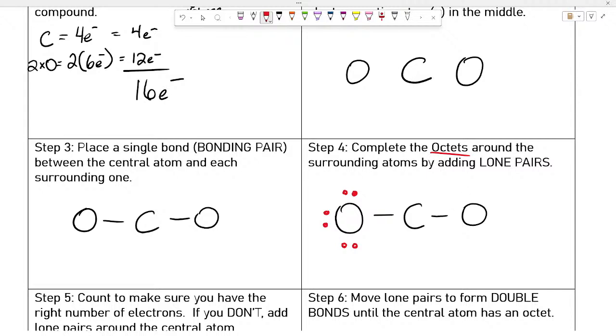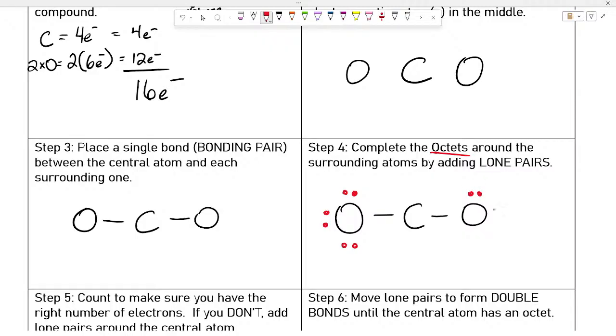Nope, we're not doing that yet. What's the instruction say? Complete the octets around the surrounding atoms by adding lone pairs. So here's one of the surrounding atoms. So to complete the octet, how many electrons am I going to add? Another 6, which is how many pairs?